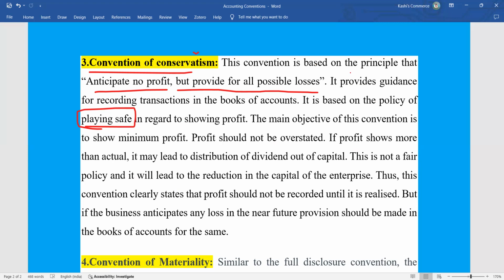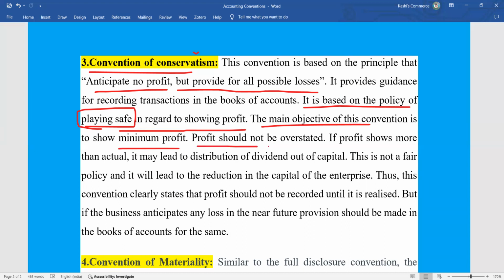Right, here it provides a guidance of recording transactions in accounts. It is based on the policy of playing safe in regard to showing profit. So here the meaning of conventional conservatism is that we have to show all the possible losses. The main objective of this convention is to show minimum profit.